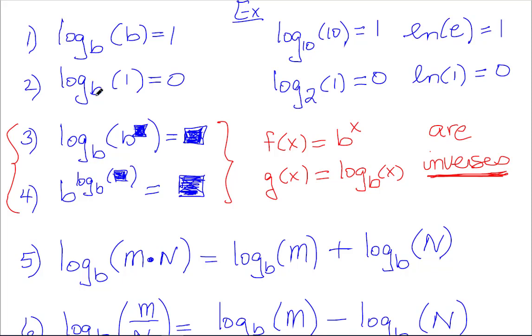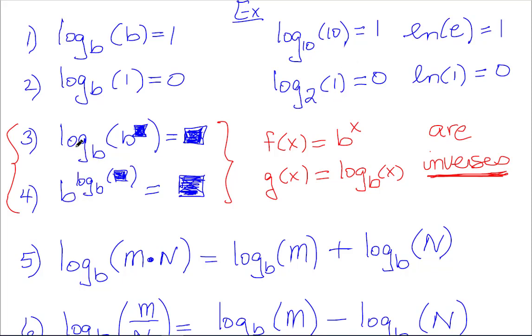If you have log b of 1, that's 0. So log 2 of 1 is 0. Ln, which is log e of 1, is 0. And again, why is that true? Well, 2 to the 0 power is 1.